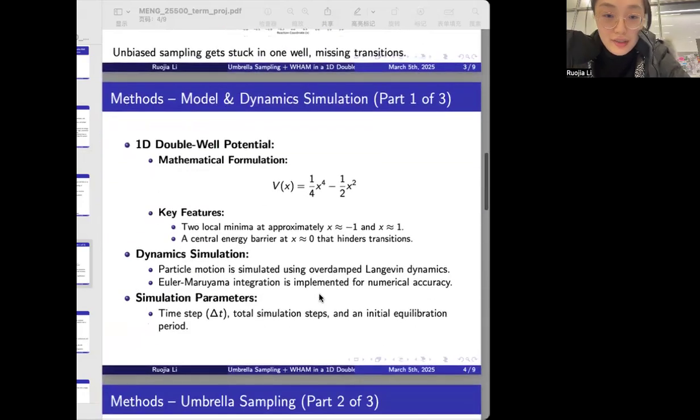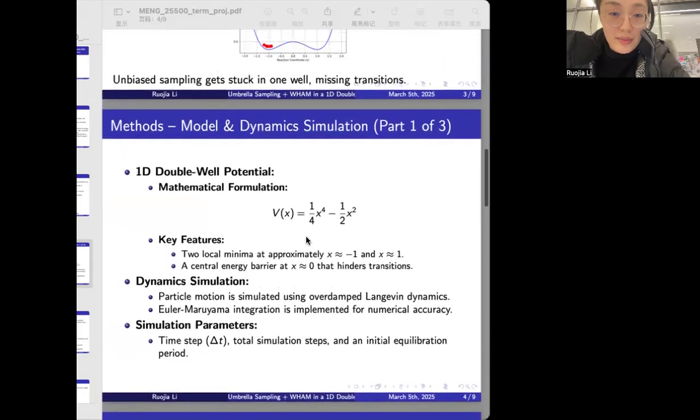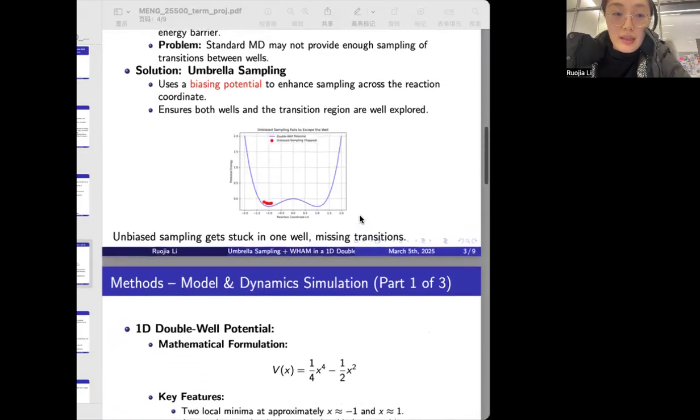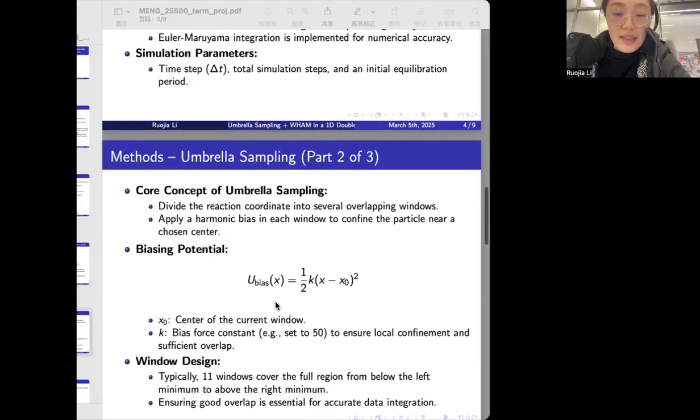And here's the umbrella sampling setup. First, divide the reaction coordinate, which is the x-axis, into overlapping windows. Each window is centered on a specific value x0. In the typical double well setup, you might use about 11 windows, covering from the left well into the right well, ensuring the overlap in between.